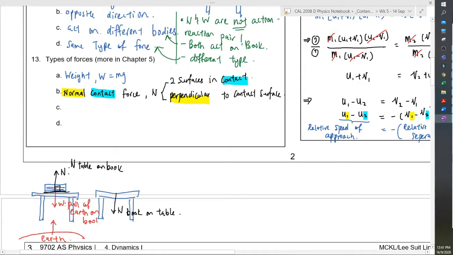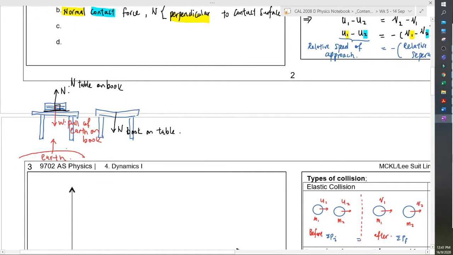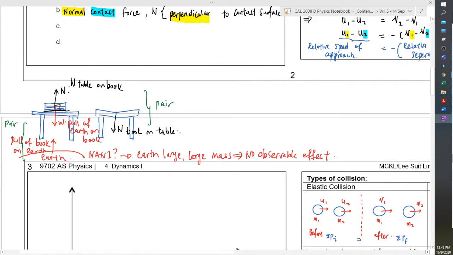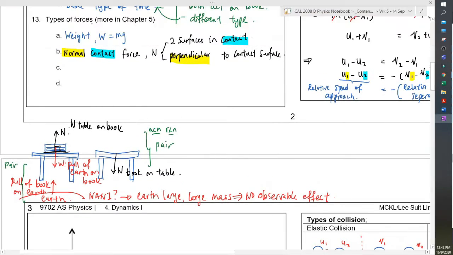Just like W is the pull of the earth on the book. If the earth pulls the book, then the book will pull back the earth. Nani? Can meh? The book can pull the earth meh? But don't forget, the earth has a large mass. Because of this, there's no observable effect. You cannot see the effect. But this is an action-reaction pair. Meaning, although the earth is pulling you down, you're also pulling the earth up towards you. Feel your power.